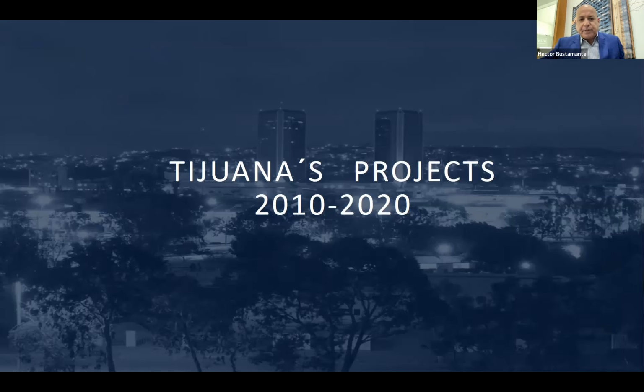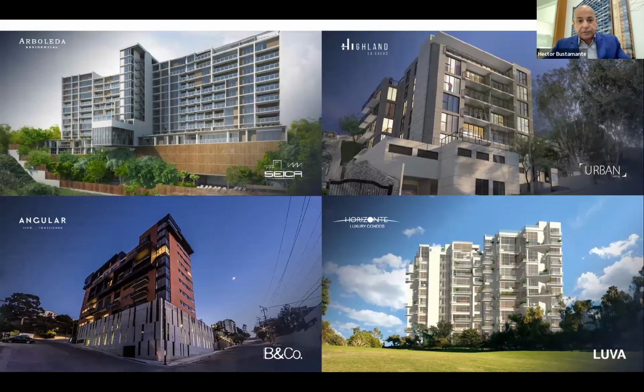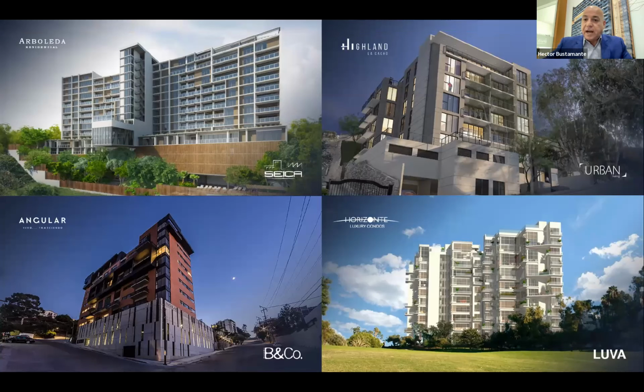And if you could please go a little fast on each of the slides, because I want to get to 2023. This is a map of Tijuana where most of the developments are concentrated in what we call the gold zone of Tijuana, very close to the border and also to the country club. Next, please, to the golf course. All these projects were done in a 10-year period. They were built, sold, and delivered, and now there are people living there.